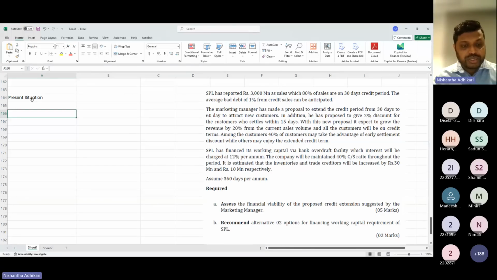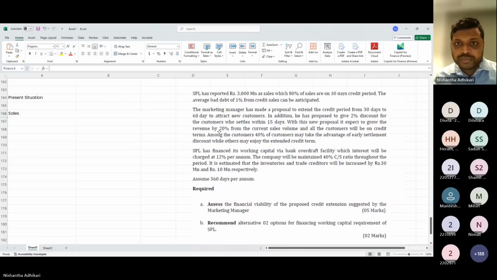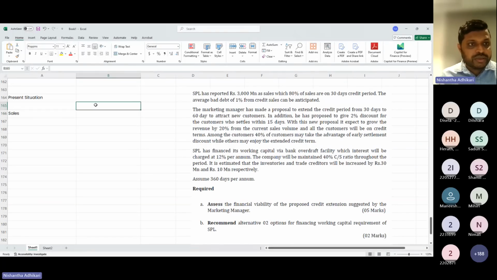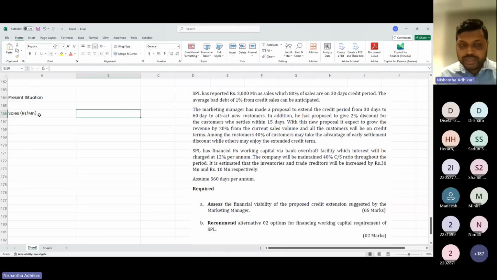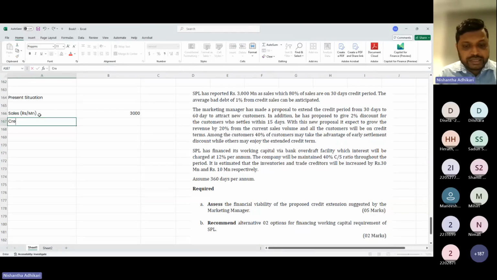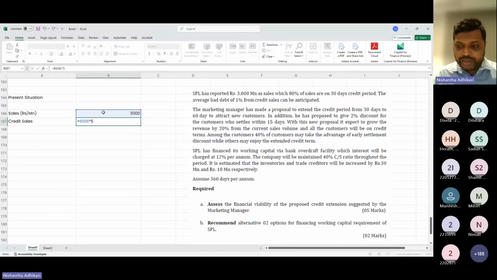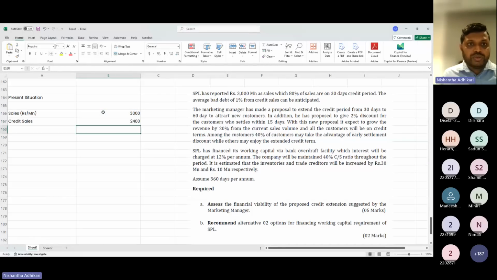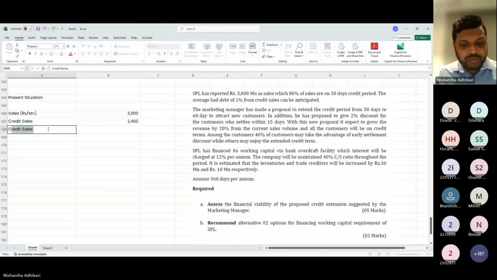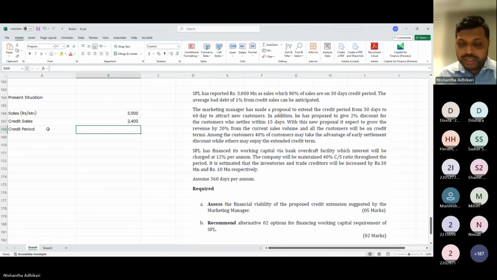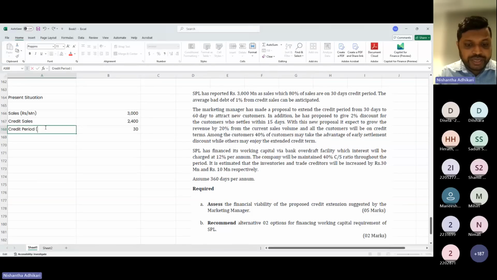Present situation, total sales, 3,000 million, right? Yes, 3,000 million. I'll take sales in rupees million. It is 3,000 million. Credit sales, out of that 80%, 3,000 into 80%, 2,400 million. Credit period, 30 days in terms of days.